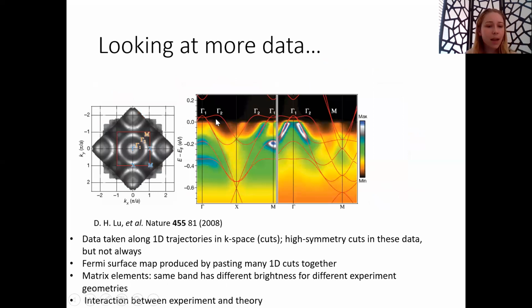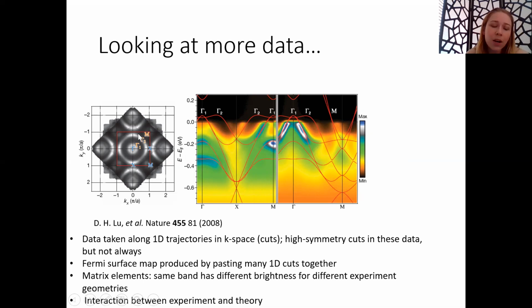So here's another data set, and these are for iron-based superconductors. This was one of the first ARPES works on iron-based superconductors. There are a number of aspects of this that I want to illustrate. First of all, the color scales for the Fermi surface map and the high symmetry cuts are different. Sometimes you use different color scales to highlight different aspects of the data.